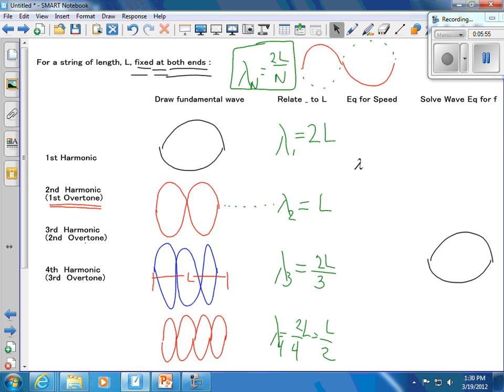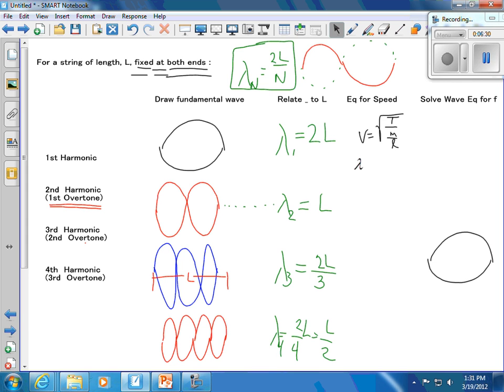Now notice this interesting relationship. For the first harmonic, the length is 2L. Second harmonic, it's L. That's half as long. The third harmonic is 2L over 3, which is a third of the original. So the wavelengths keep getting divided into smaller and smaller pieces. Therefore, the frequencies have to keep getting larger and larger because all of the waves are traveling at the same speed through this medium. And for a stringed instrument, that speed depends on 2 variables, the tension and the linear mass density of the string.